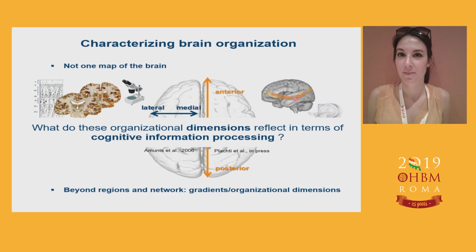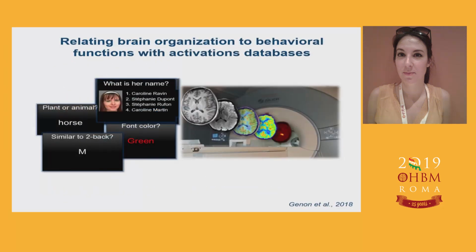Then the next question is, if those gradients and organizational dimensions are true neurobiological features, what do they mean? What do they reflect in terms of how the brain processes cognitive information?